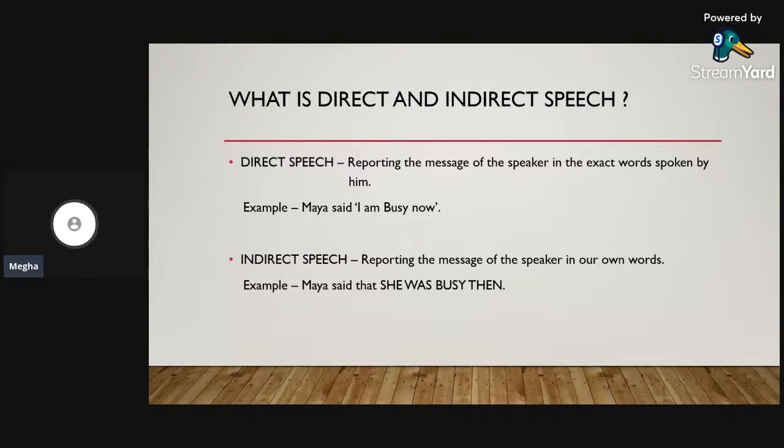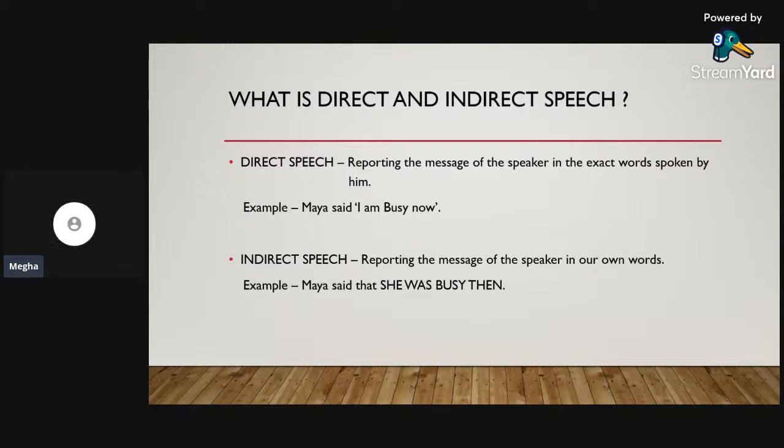Direct speech means reporting the message of the speaker in the exact words spoken by him. So, when some person X tells you something and you have to convey it to some person Y, if you convey it the same way as person X said it, then it is called direct speech. For example, Maya said, I'm busy now. You're not saying Maya said she's busy. You're saying her exact words, repeating whatever she said the same way.